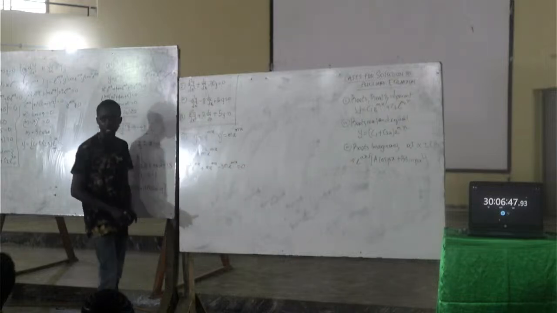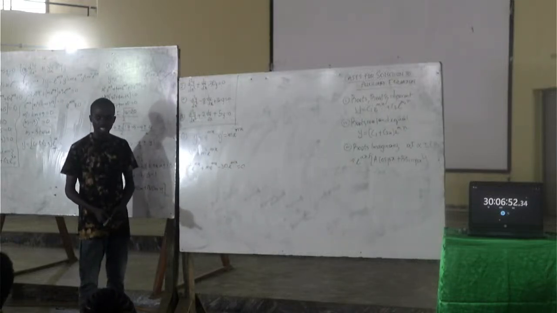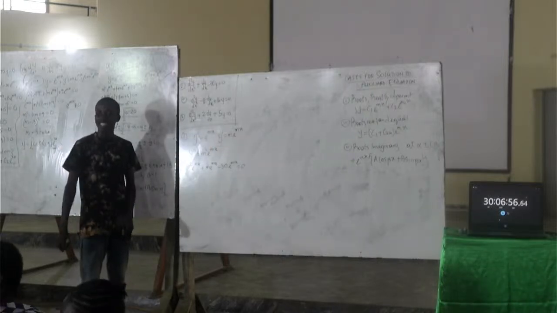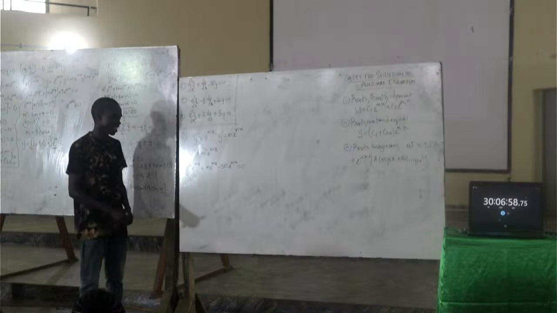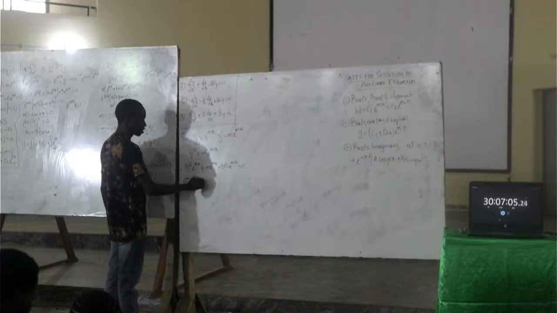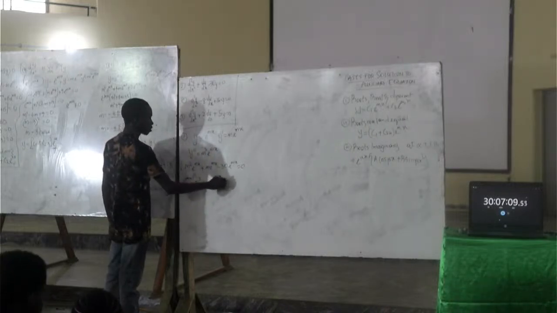Next. What's the next one? Now by factorization here, what do I have? Exponential mx, then I have in bracket m squared plus m minus 30 equals what?